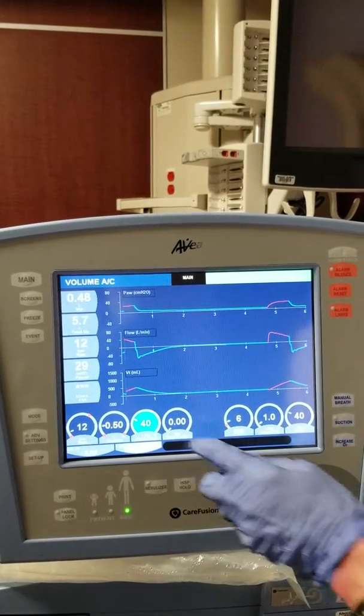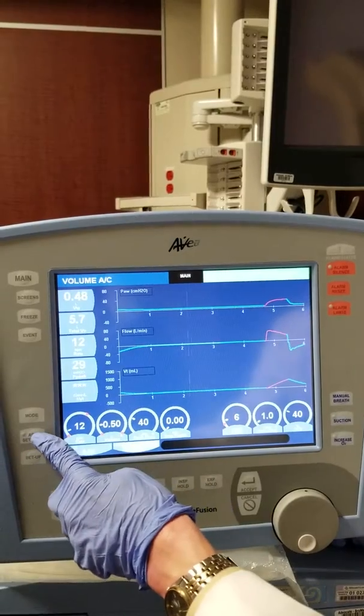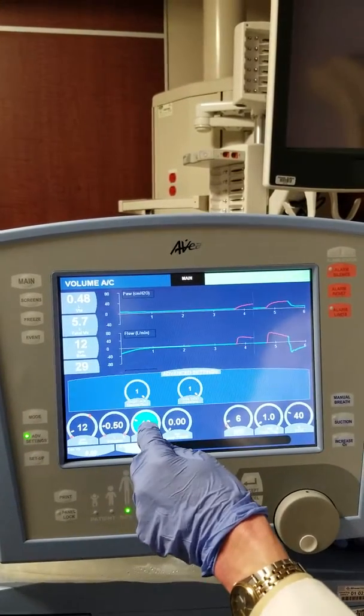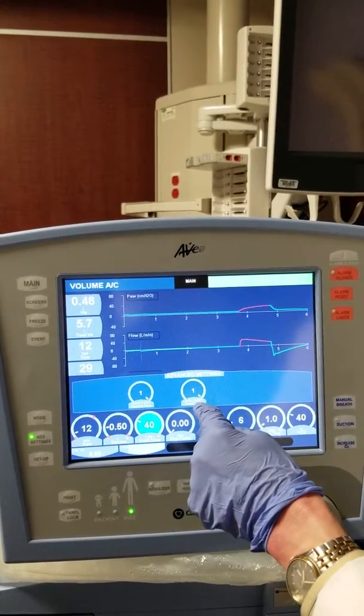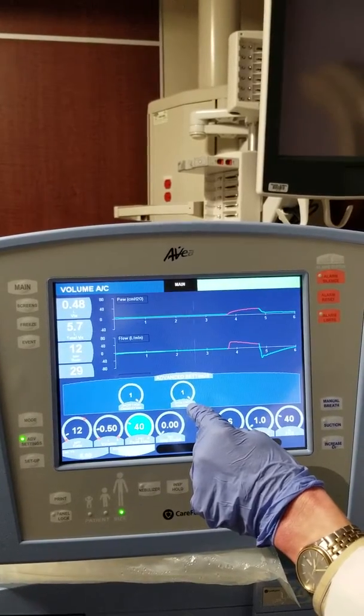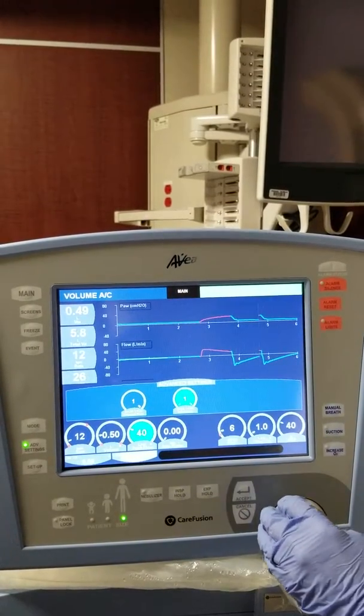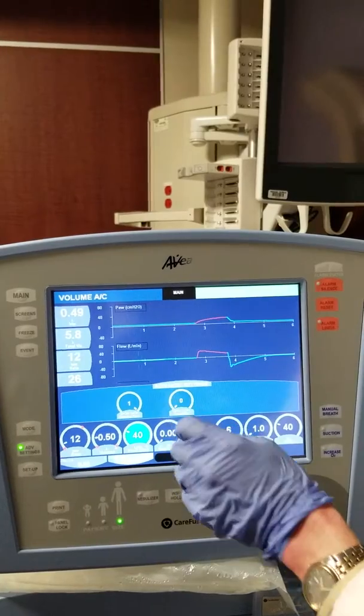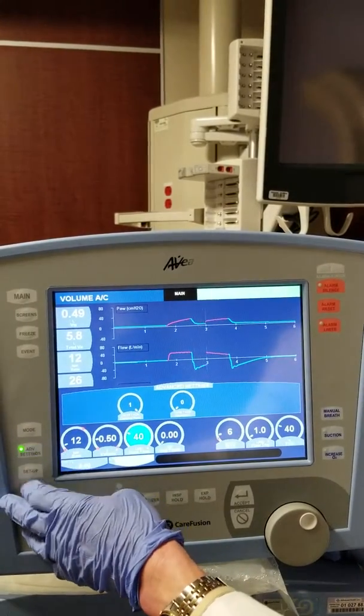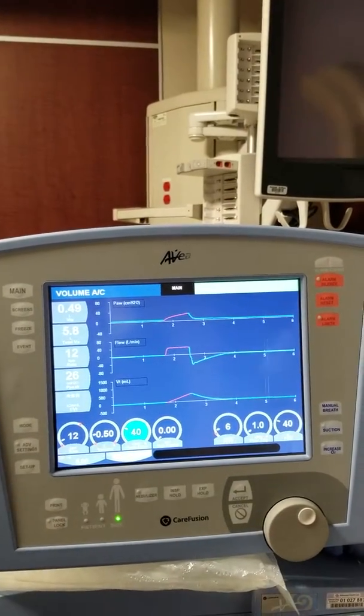There we go. Okay, we're going to go to advanced settings. And right here, waveform. Right now, we're in a decelerating waveform. We want a square. All right, now here's what we're looking for.